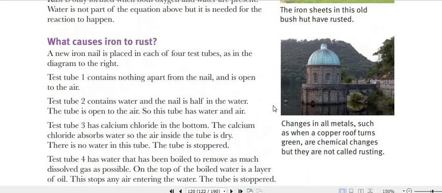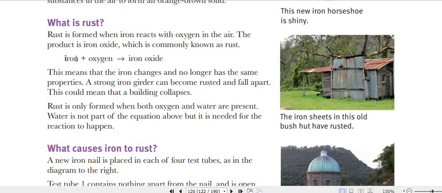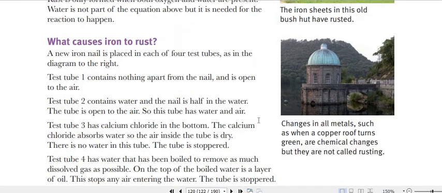Okay, and this is the word equation for rusting. Iron plus oxygen gives an iron oxide, وبتقدر تحطه فوق الارو water. Okay.